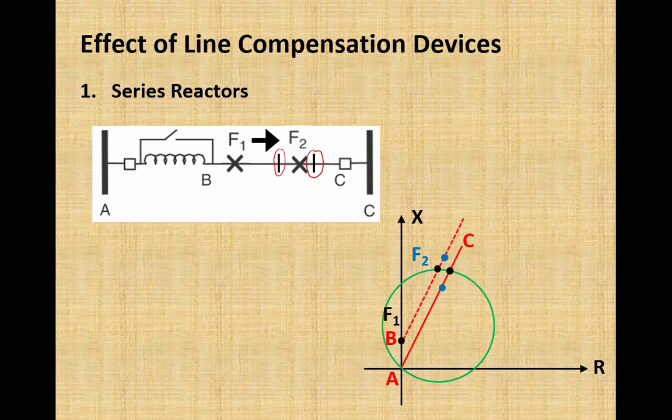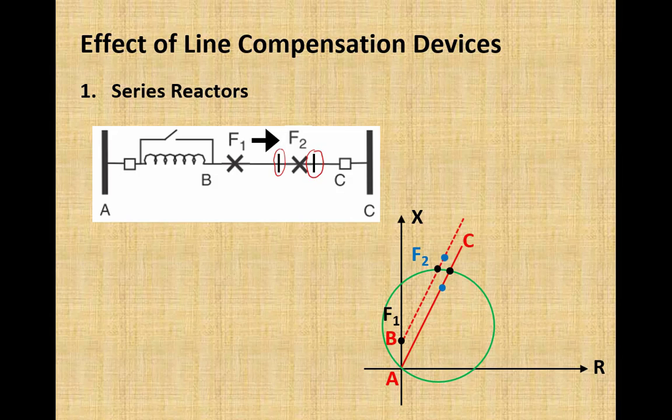Once this reactor is moved out of the system, out of service, their reach will further increase. So that is acceptable. But underreaching of zone 2 and zone 3 is not acceptable. So this is how the setting will be done in case of a series reactor.